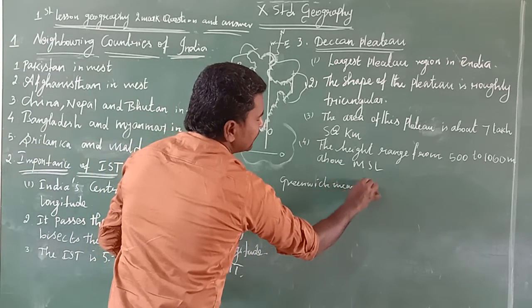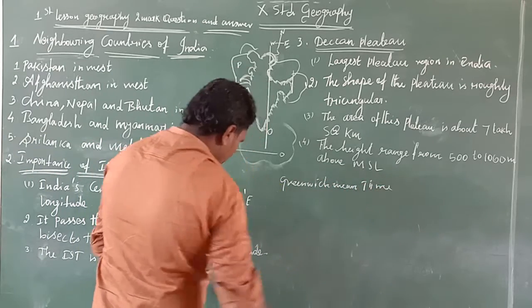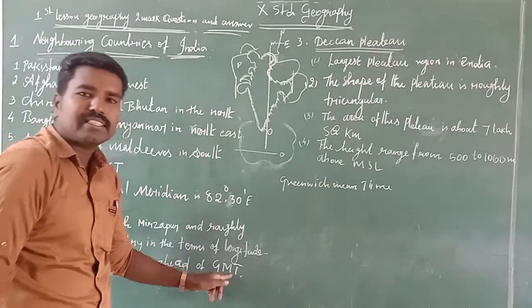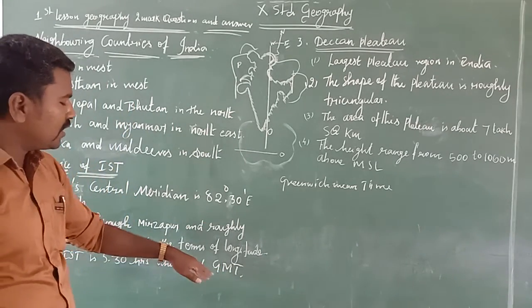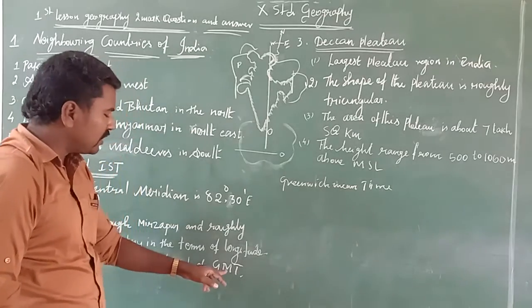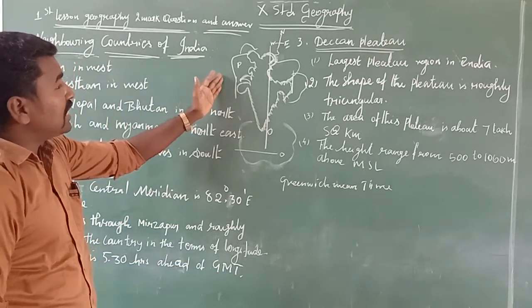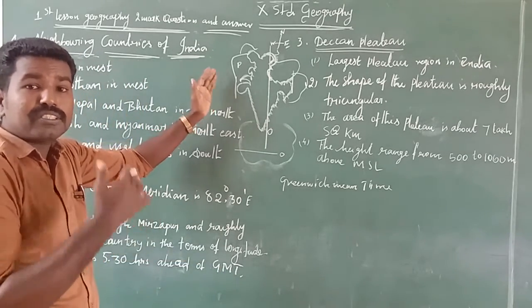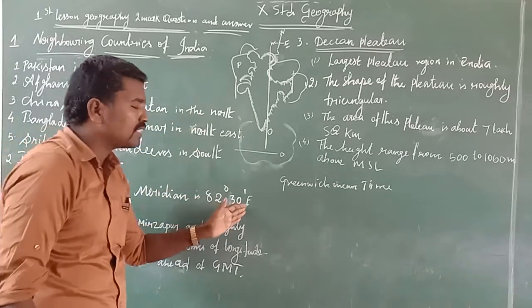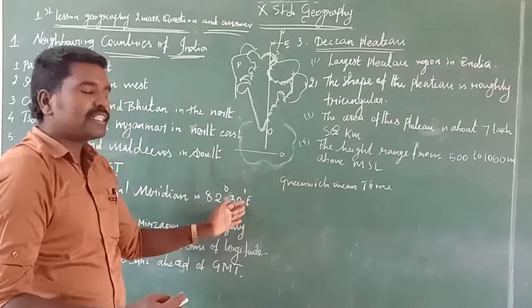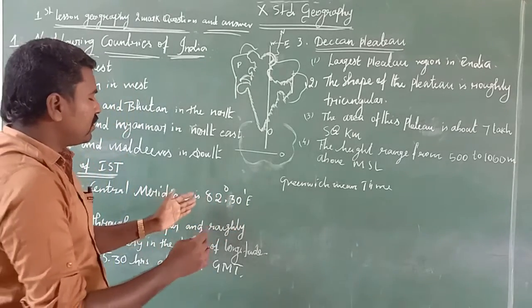Greenwich Mean Time is called GMT. GMT passes through London and the Greenwich village, that's why it's called GMT. In our country, the standard meridian is at 82.5 degrees, that is 82 degrees 30 minutes east longitude. That means how many hours? You know that very well.